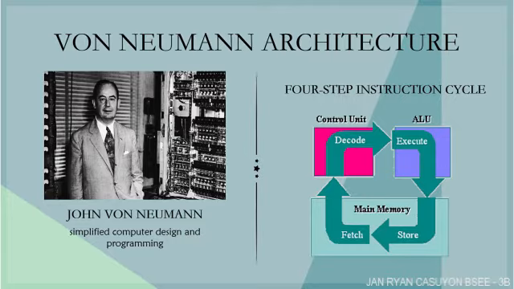That was made possible by John von Neumann with his 4-step instruction cycle: fetching instructions from memory, decoding the instructions, executing the instructions, and storing the results back in the memory. This has been the holy grail in today's computing industry.